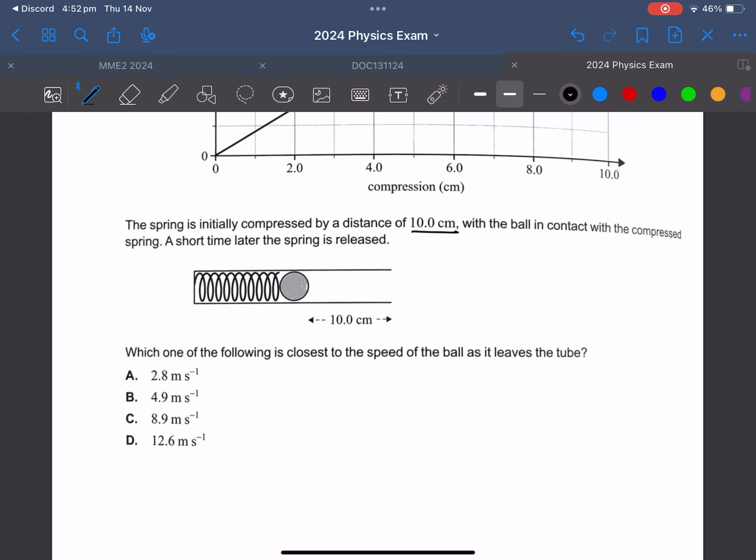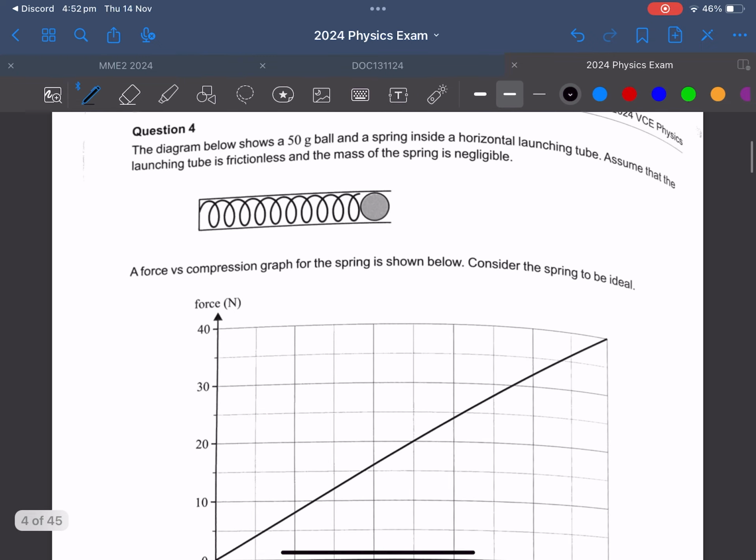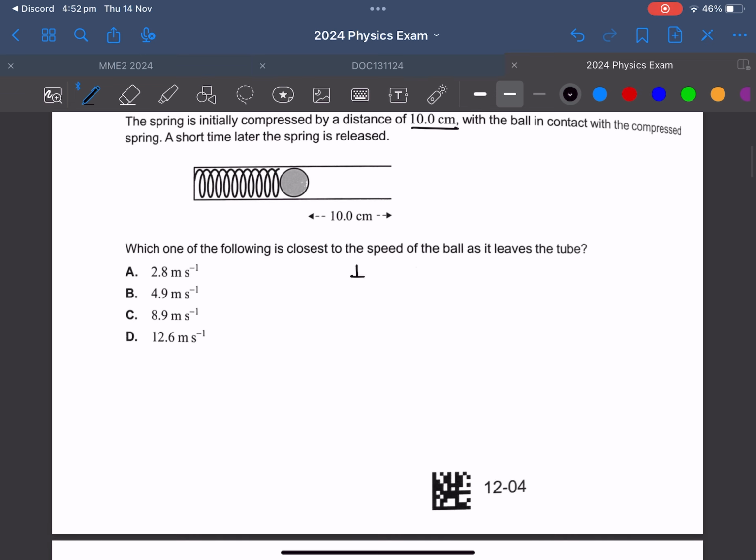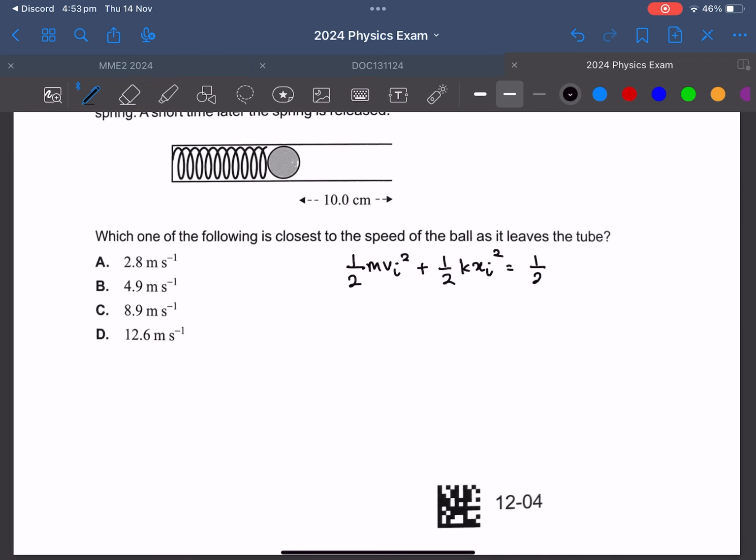A short time later, the spring is released. Which one of the following is the closest to the speed of the ball as it leaves the tube? Right, okay, so this is like an energy question basically. Okay, so let's write the equations down. So half m v_i squared plus half k x_i squared. Well, I don't need the delta if I'm just doing initial. So initial elongation squared. It has to be the same as half m v_f squared plus half k x_f squared.